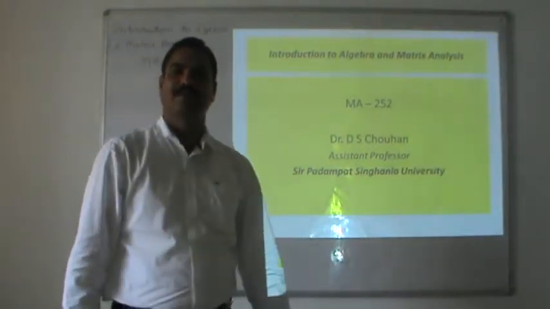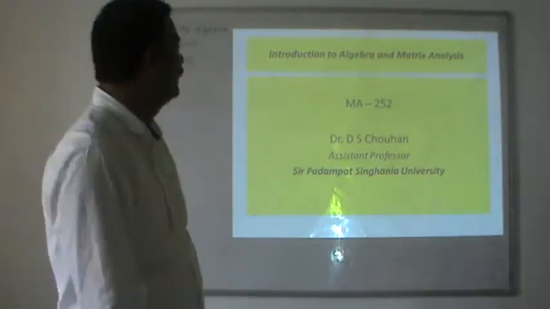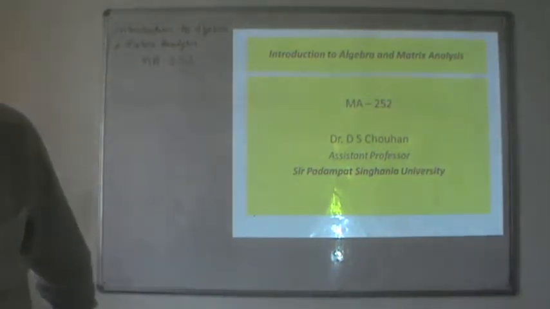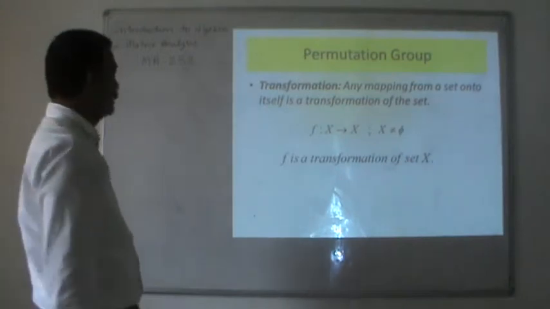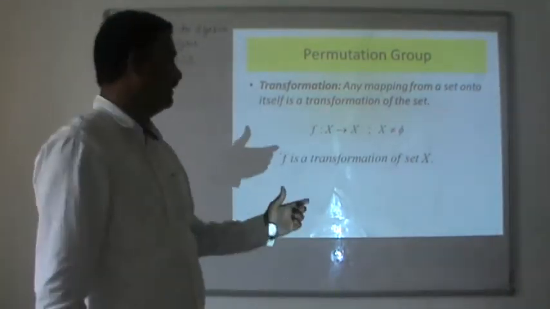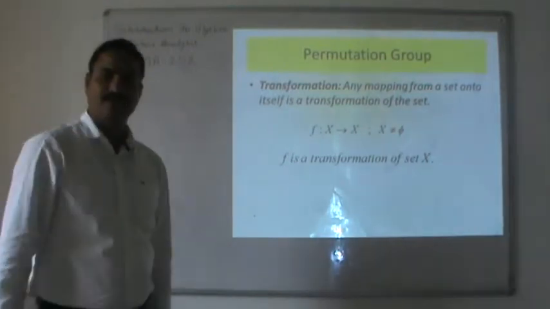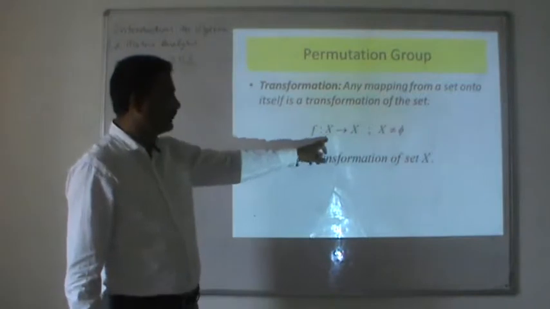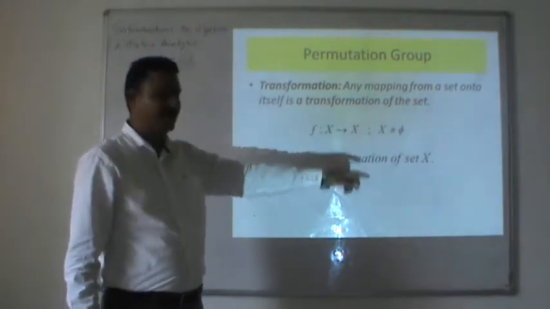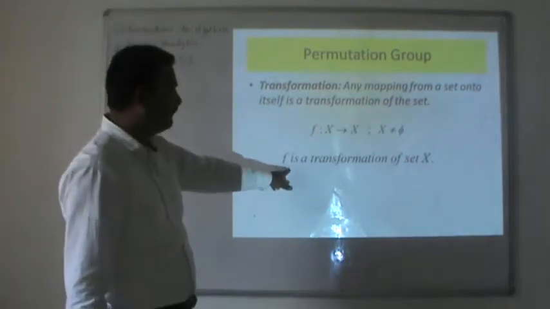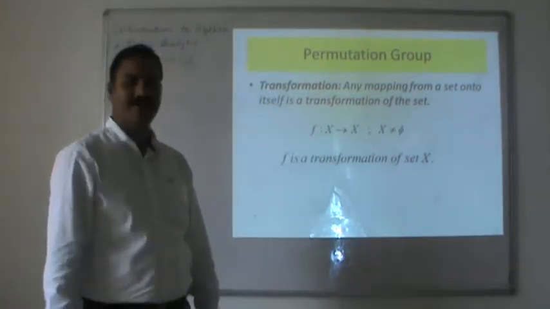Today I am going to give you a lecture on permutation groups. Let us start, first of all, with transformation. Any mapping from a set onto itself is a transformation of the set. Suppose F is any mapping from X to X, provided X is a finite set. Then F is a transformation of set X.